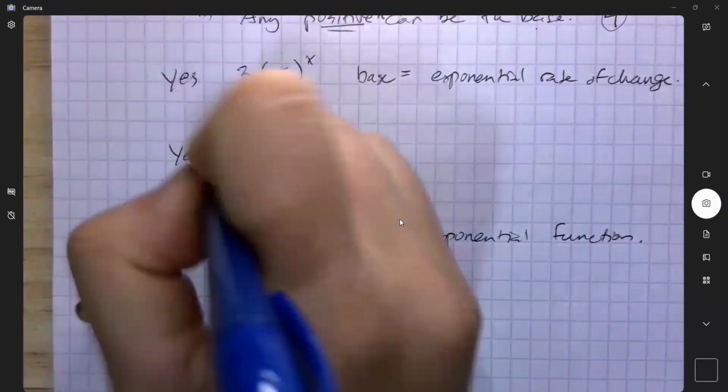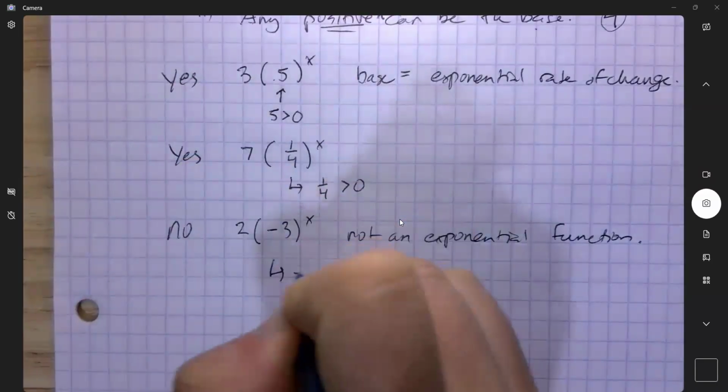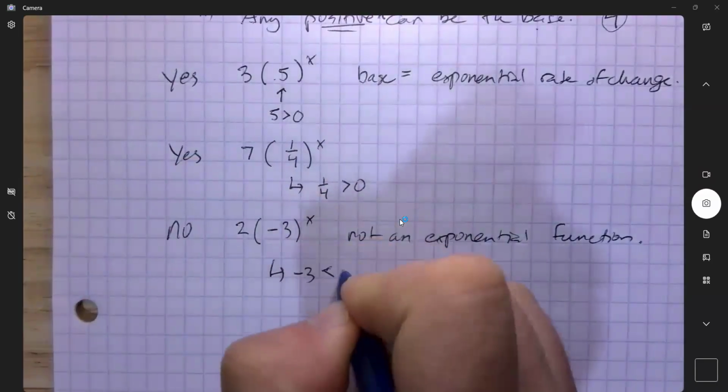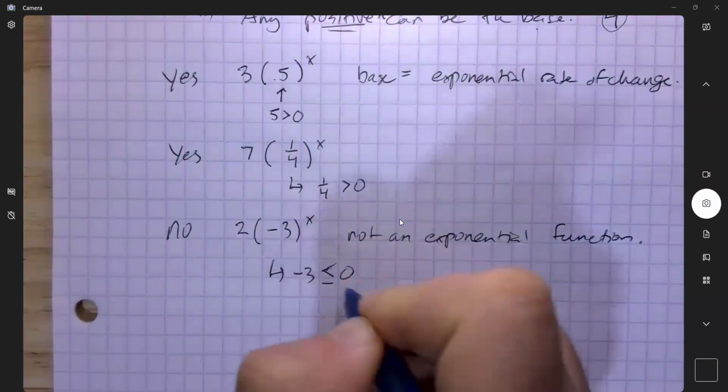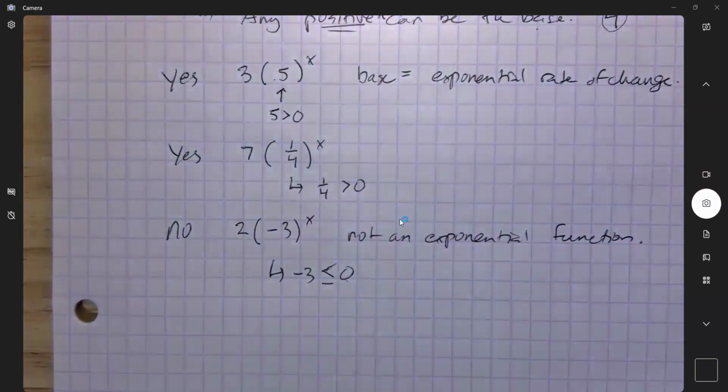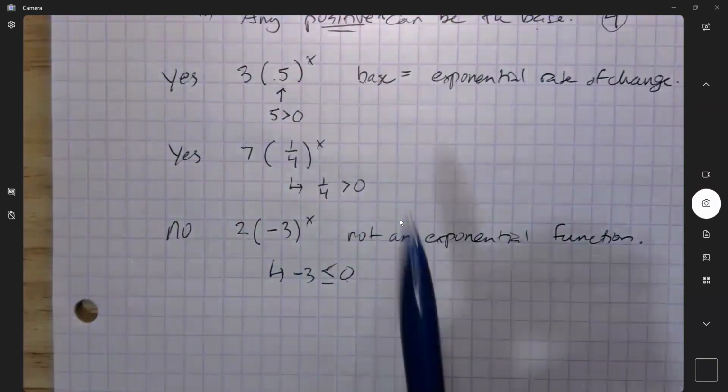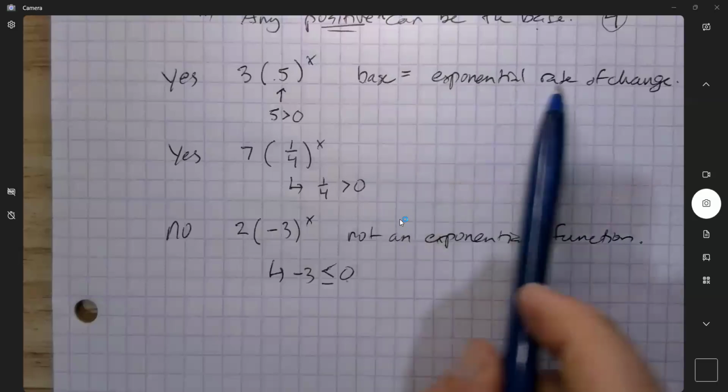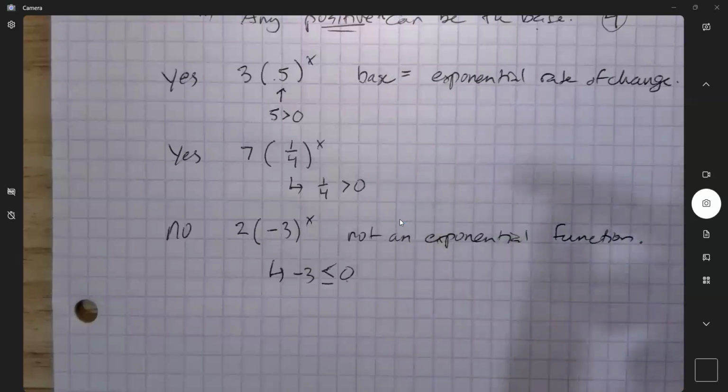Yes, yes, no, because -3 is not greater than 0. You could put 0 in, but then it's just a super boring constant function. So we say that exponential functions have to have a positive base, a positive exponential rate of change.